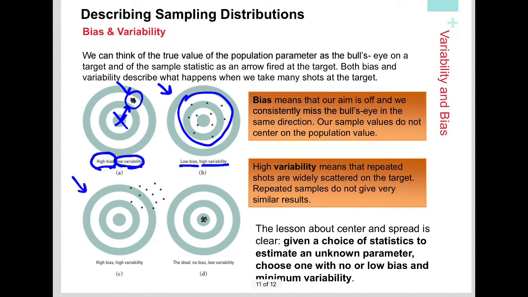In the third diagram, if you notice, it doesn't have a lot going on. This is actually the worst case. One, it's off target, so it has high bias. And second, look how spread out it is, so it has high variability.